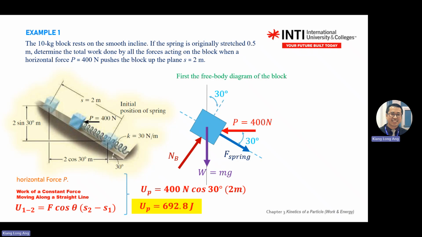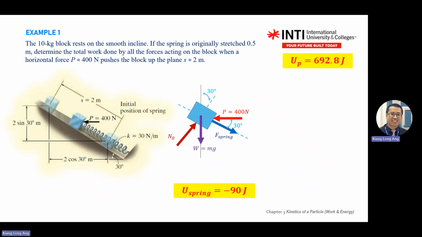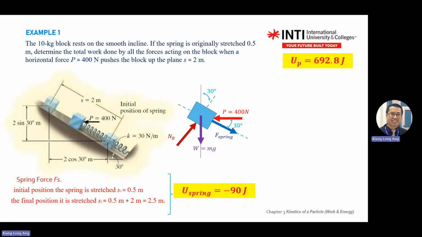So you press the calculator, you get one number. You do the same for other things. So the initial position stretch is 0.5. The final position is 2.5 meter. How to get 2.5? The total you stretch, 0.5, means the spring moves 0.5. Then it will move to the end position, which is 2 meter, but you already stretched it already, so 2.5. Okay, so you need to put S1 as 0.5, S2 is 2.5.